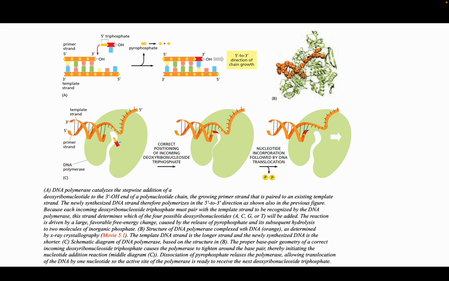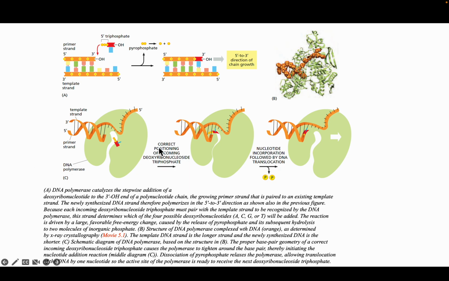Now we will understand DNA replication step by step. This is a DNA strand, 3' to 5' and 5' to 3'. This is the primer strand. Now a nucleoside triphosphate will come and bind, and one pyrophosphate will be released, a phosphodiester bond will be formed, and DNA replication will continue in the 5' to 3' direction. This is a DNA polymerase which holds the template strand as well as the primer strand, and then the new DNA strand will be generated.